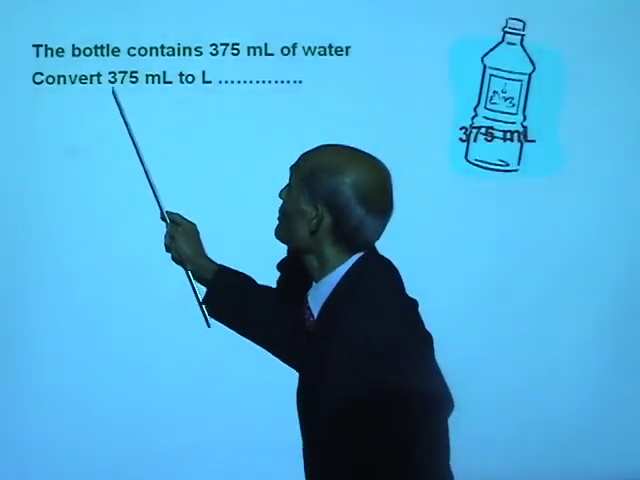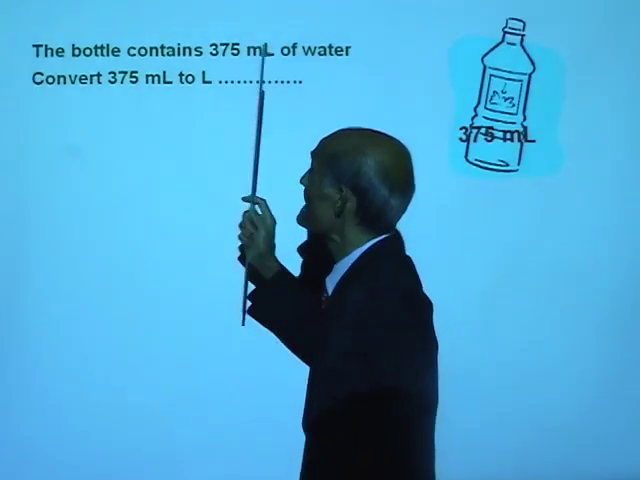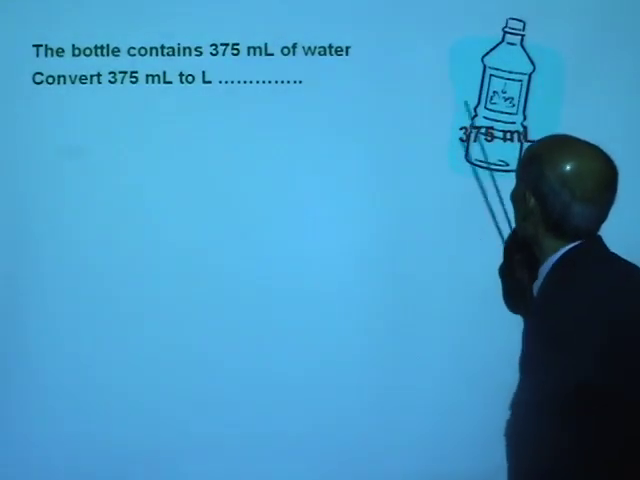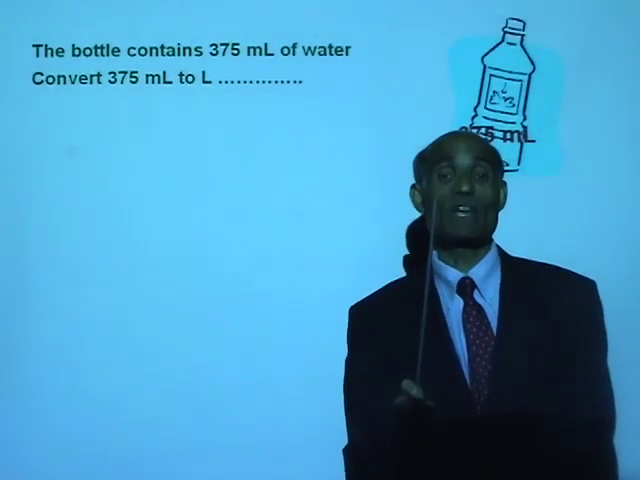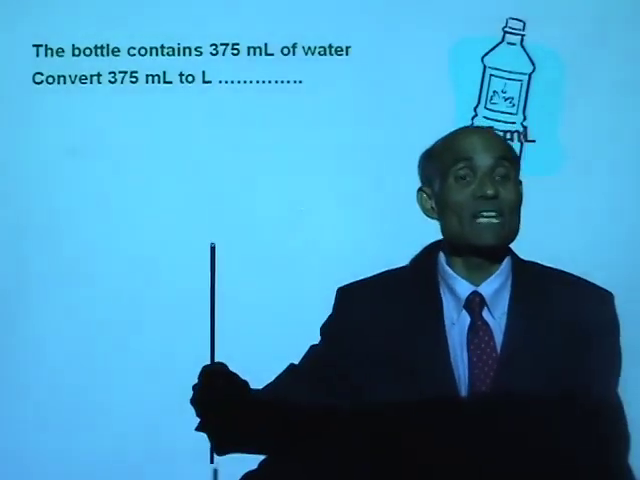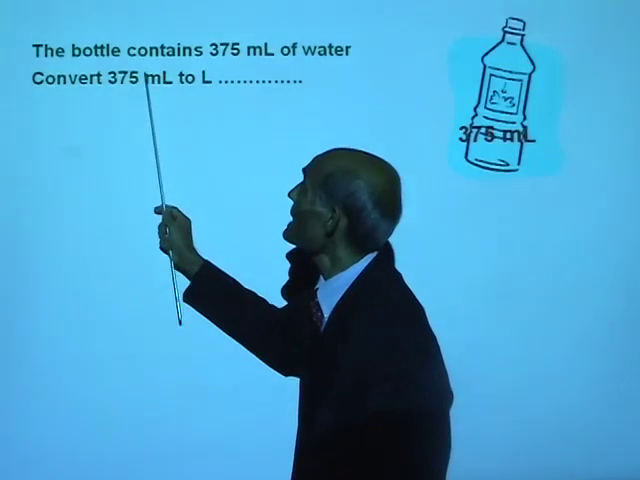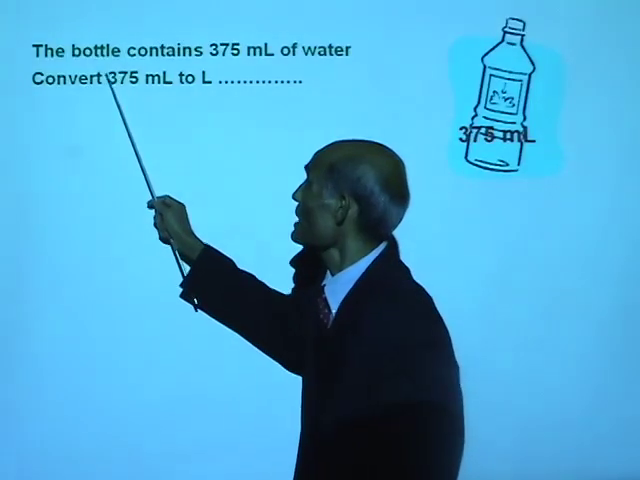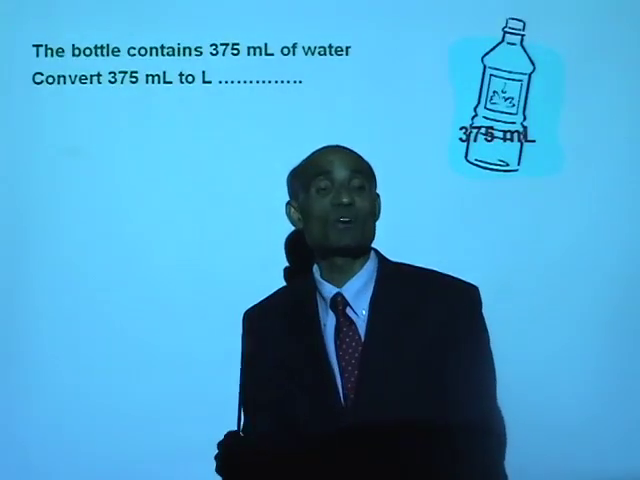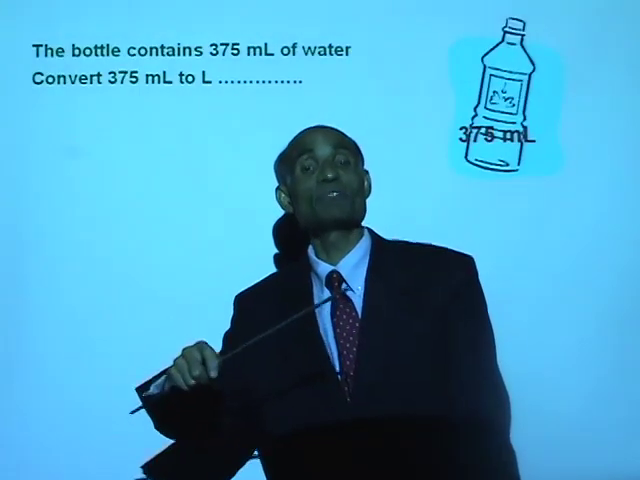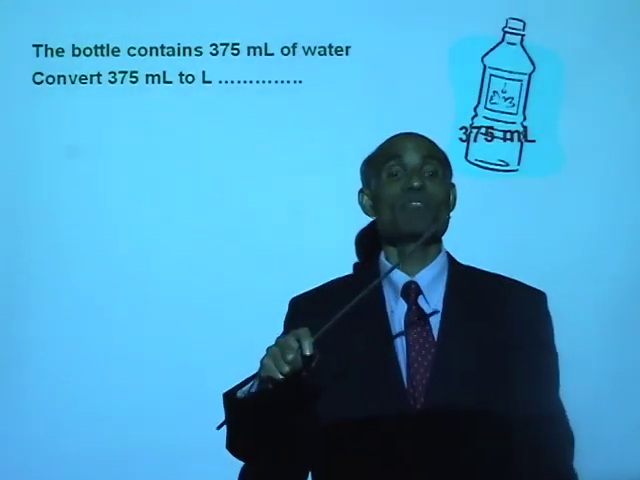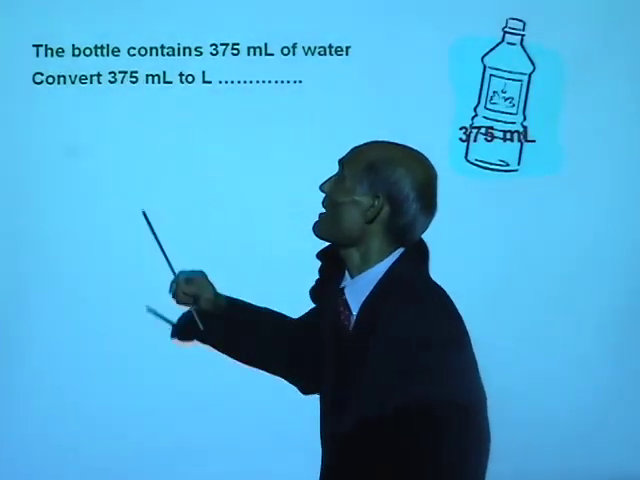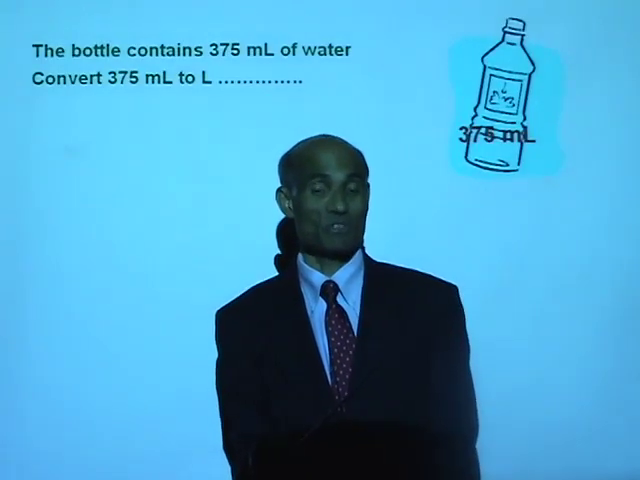Alright? Can you convert 375 milliliters to liters? Now, how many liters of water are there in that bottle? 1 liter is 1,000 milliliter. Now look at this. A milliliter is 1,000th of a liter. So 375 milliliter will be 375 over 1,000. In other words, divide 375 by 1,000. What do you get if you divide 375 by 1,000? I want you to do that and write it down.